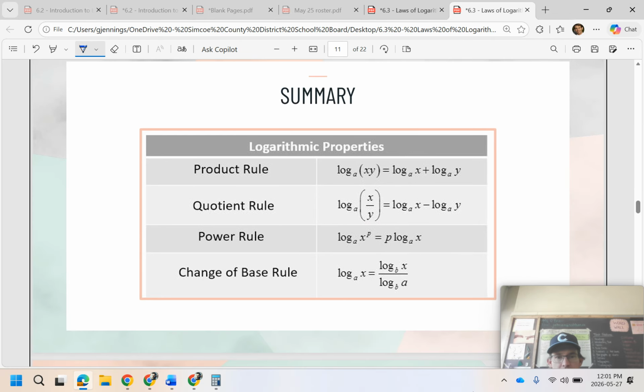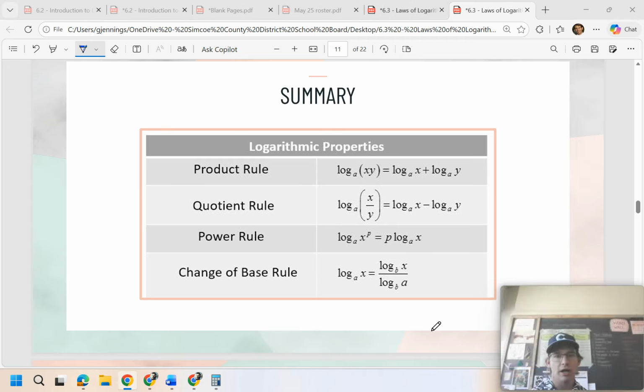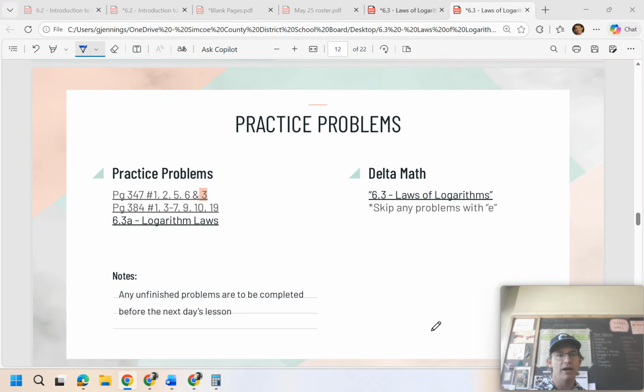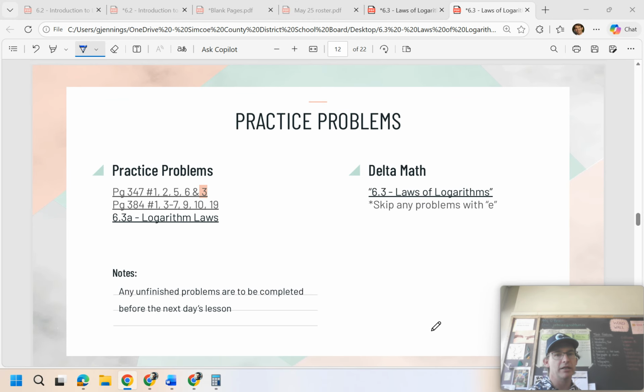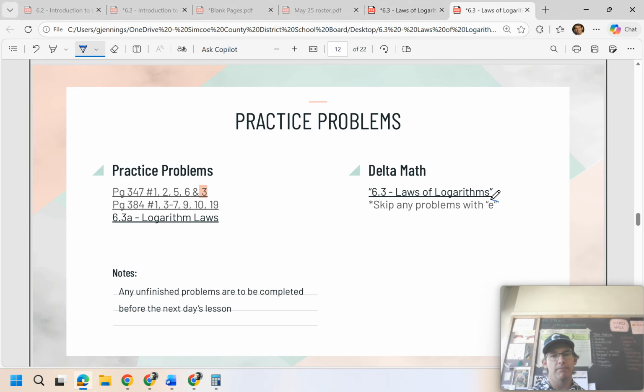Okay, and there's a summary of our different rules. So at the end of the lesson, I'll leave that up. I encourage you to practice the Delta Math that just dropped, the laws of logarithms. Skip the problems that involve e. Those you can skip, or you can learn them. You can ask me how to answer those, and I can help you. Probably it's just with ln. And try these in the textbook, and try the front of your handout there. The rest of the handouts are for tomorrow on other stuff.